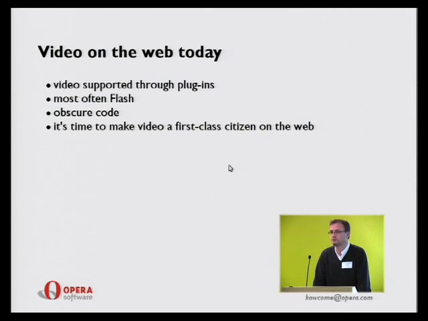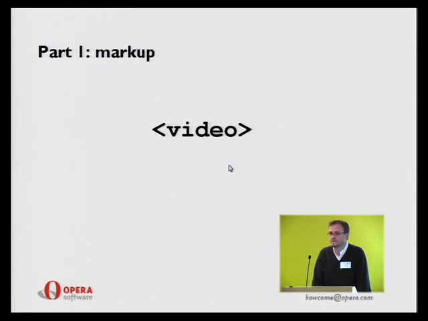Therefore, I think it's time to make video a first-class citizen on the web. And a first-class citizen on the web deserves its own element, its own tag. And I propose to call this tag video. I think that's quite self-evident that if we are going to do video seriously, and I think we should, then we need a video element. Some other people are arguing that we should use object instead. That's a different discussion. I'm not going to take that here. Just note that there is a healthy discussion going on for this.